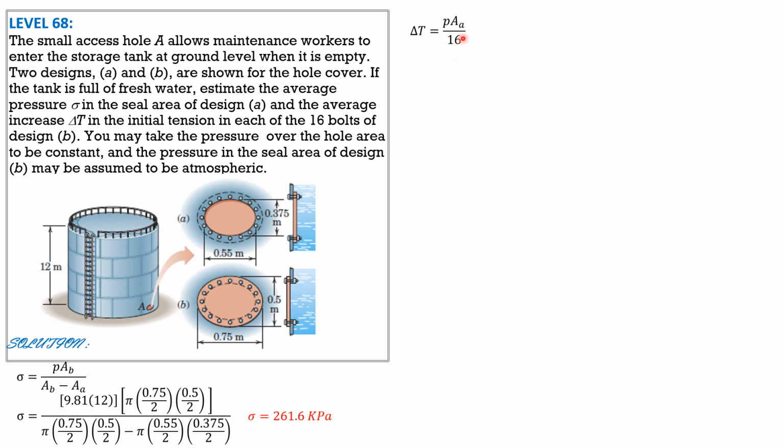So delta T equals 9.81 times 12 times area of A, pi times 0.55 over 2 times 0.375 over 2, divided by 16. So this is in kilonewtons, then divided by 16. That would be the increase in the initial tension in each bolt. So 1.192 kilonewtons per bolt.